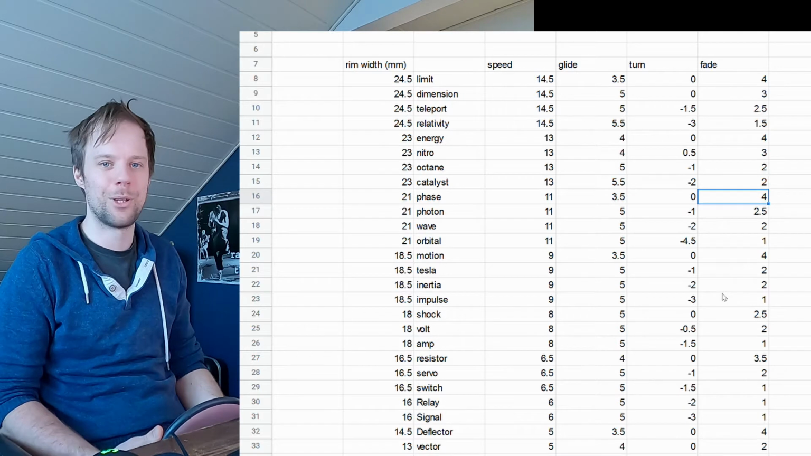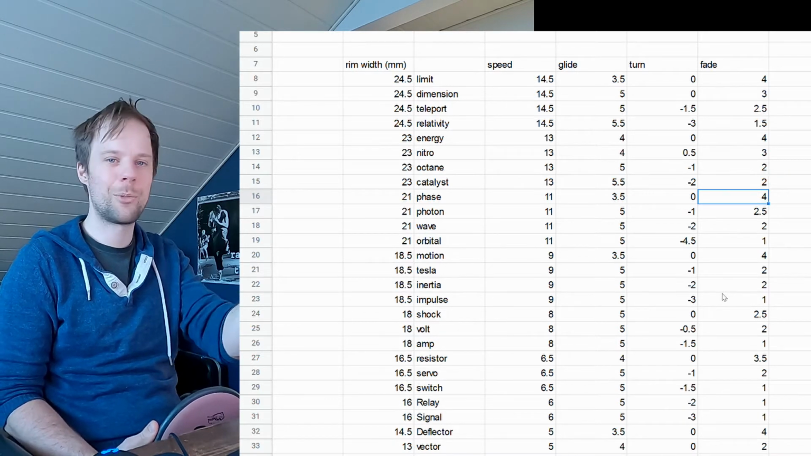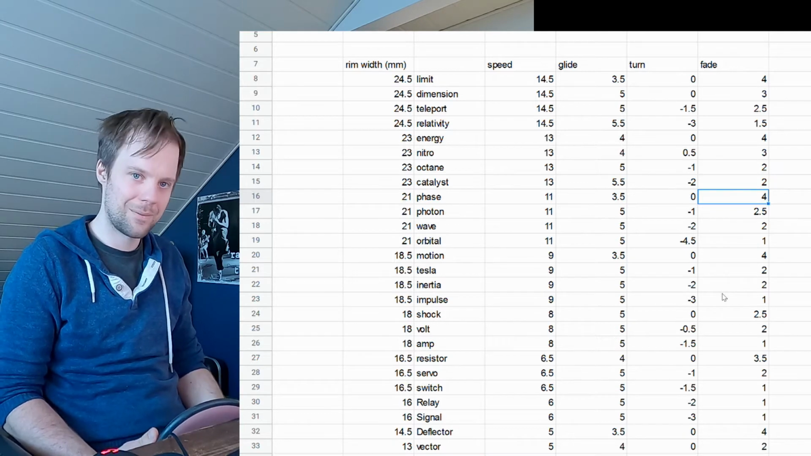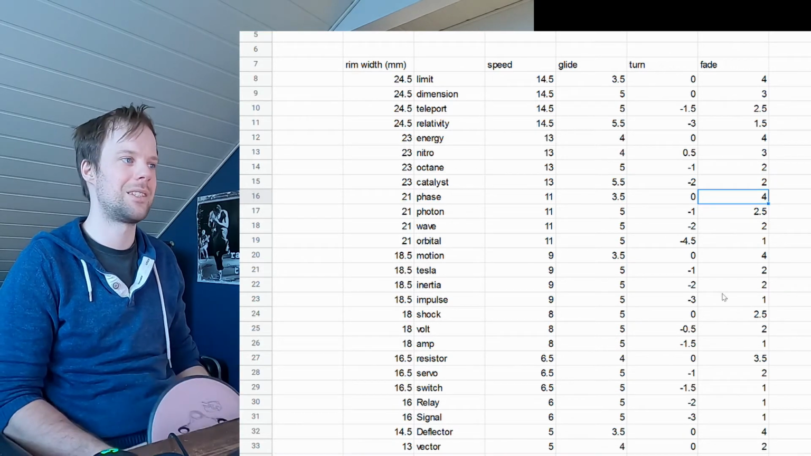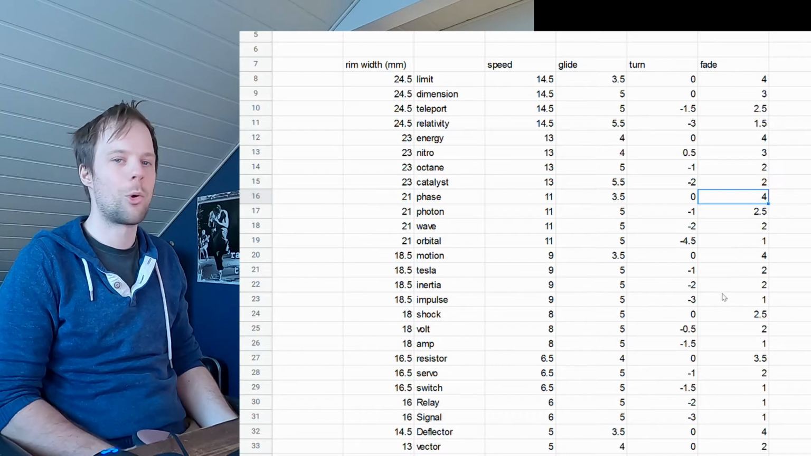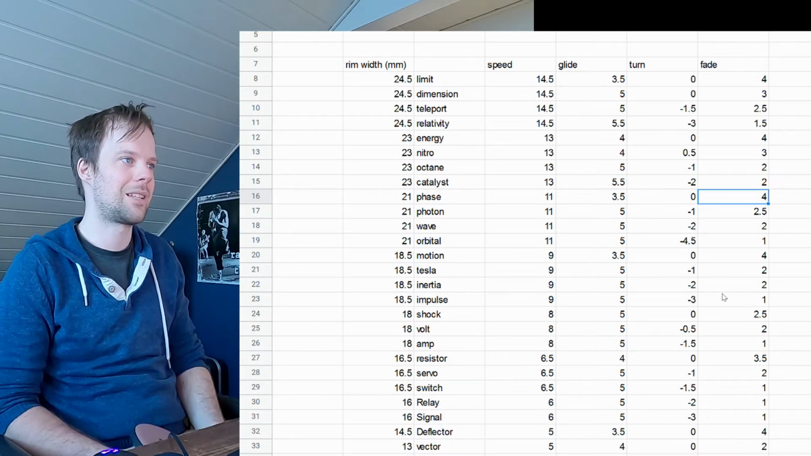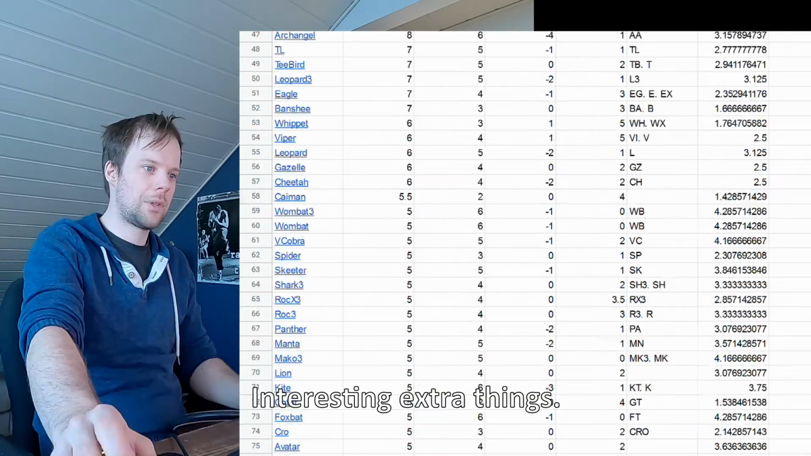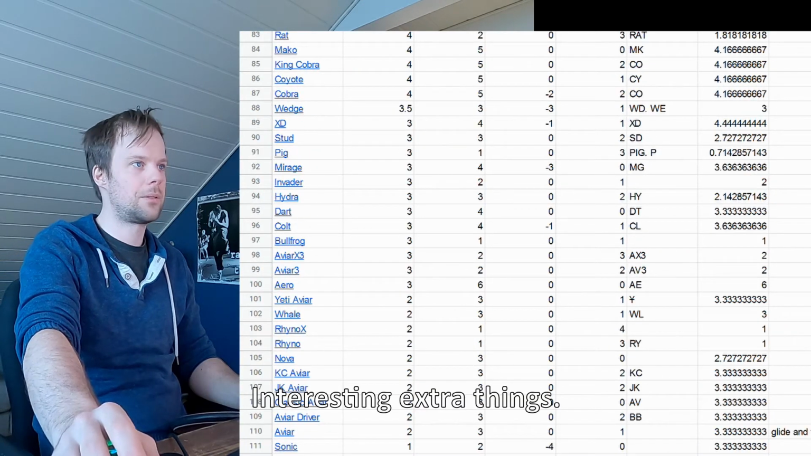So I think this is the problem. We have so many numbers and they kind of relate to the same thing. The stability of a disk is the most important factor, and that's what we're going into in the next video. There are still some things. I did some graphs.